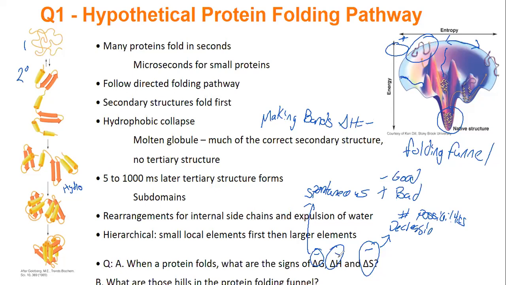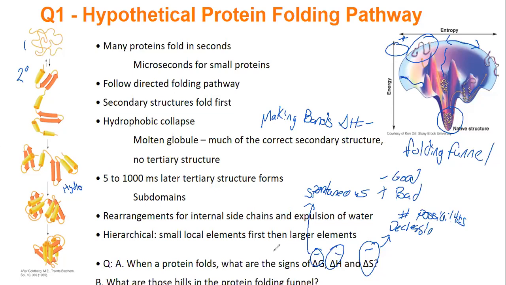Questions about that idea? Delta G negative is spontaneous, fold by itself. Delta H negative, make bond. Delta S negative, number of possibilities decreasing. Basically, that's the answer, right?